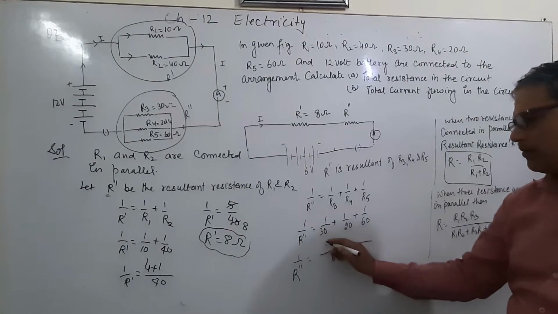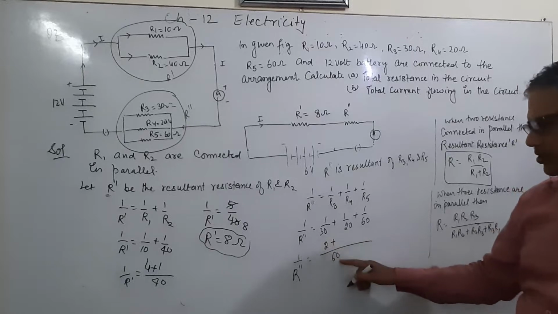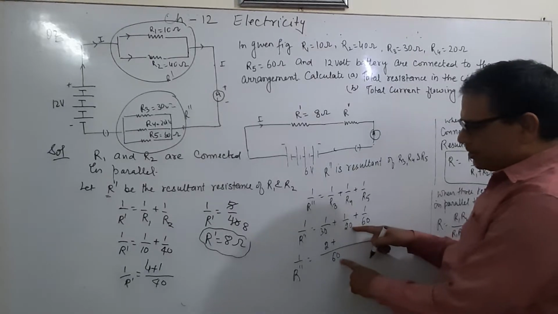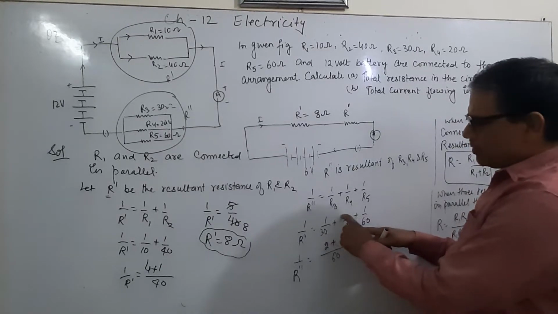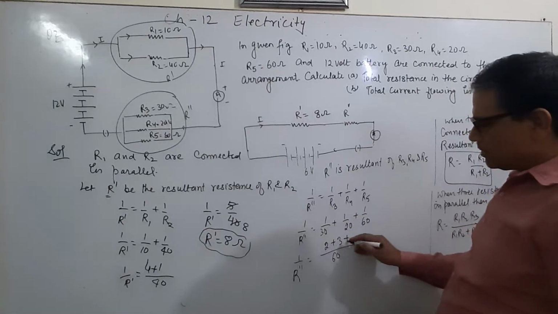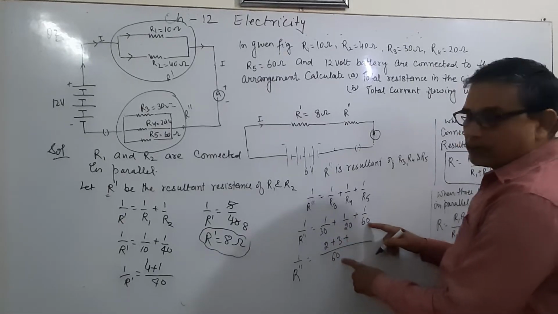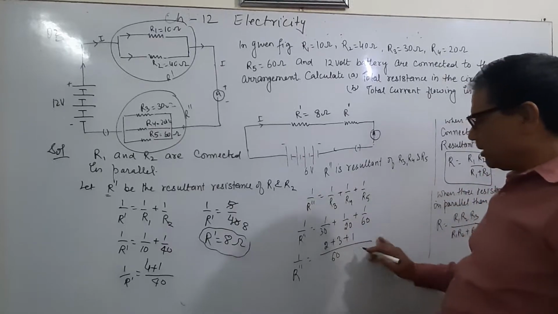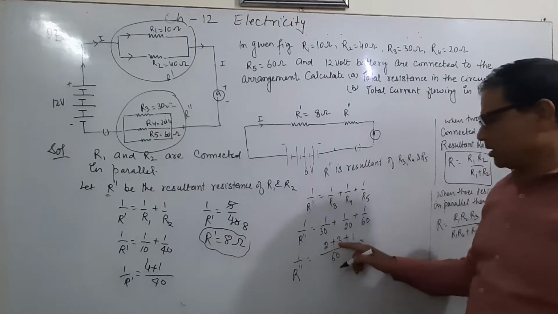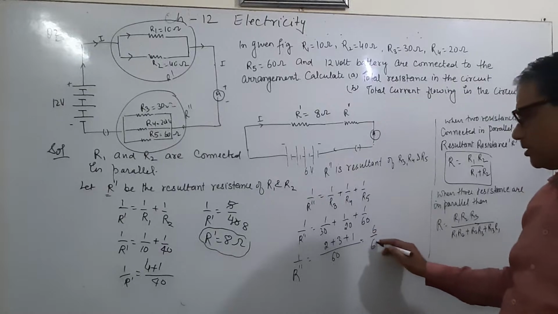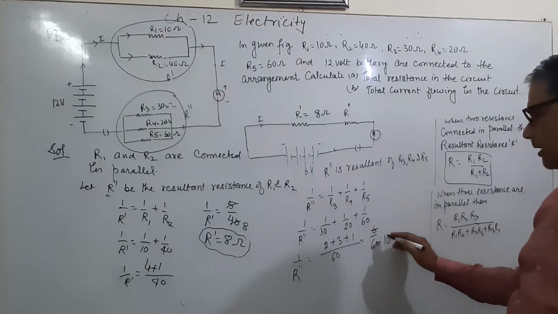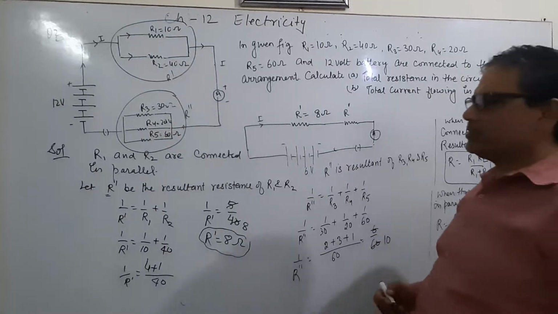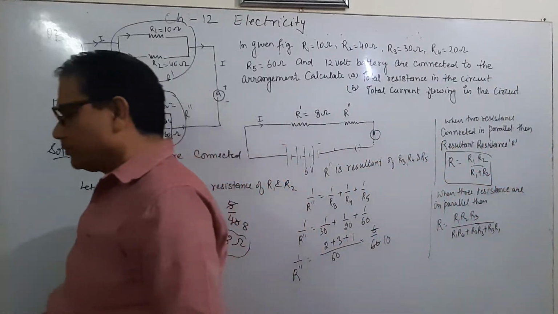And here 2 multiply 1, 2, plus 60 divided by 40, the answer is 1.5... plus 60 divided by 60, the answer is 1, 1 multiplied by 1 is 1. And your answer is 6 upon 60, which is 1 upon 10. 1 upon R dash is equal to 1 upon 10.